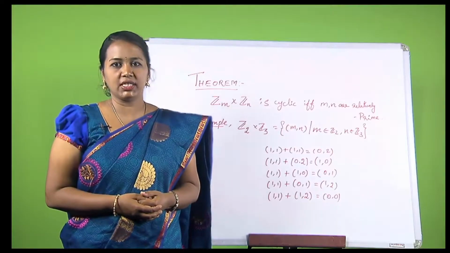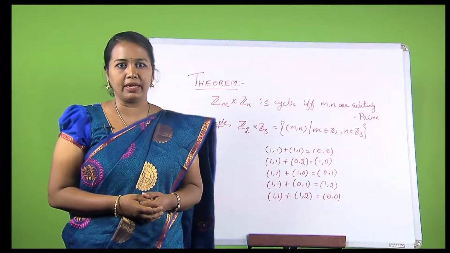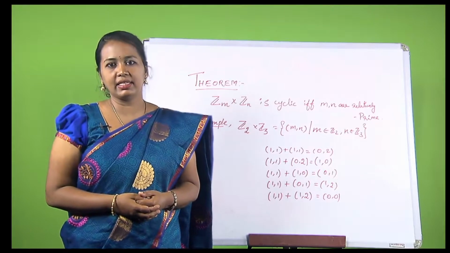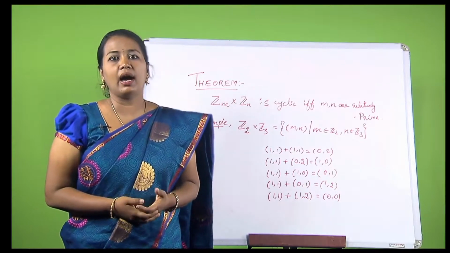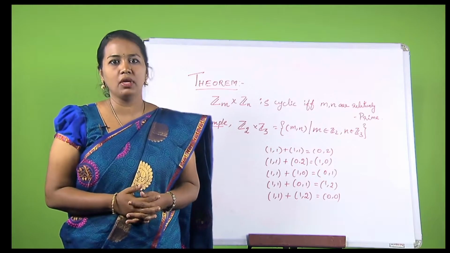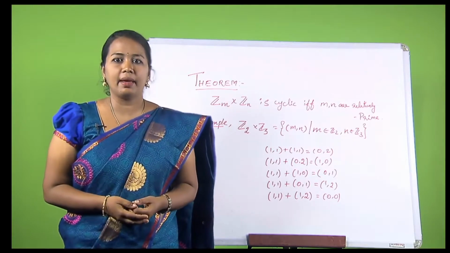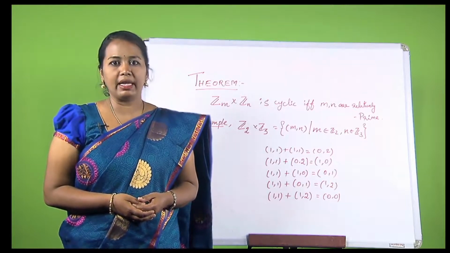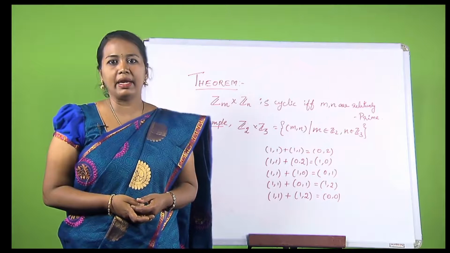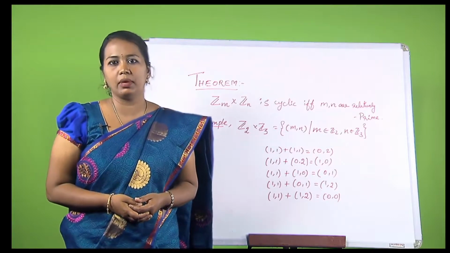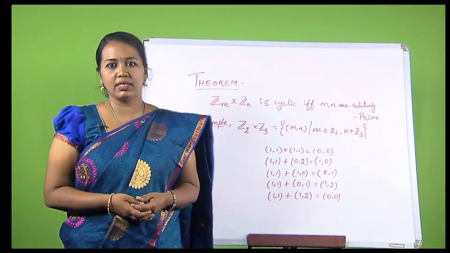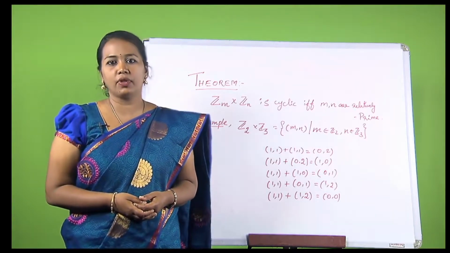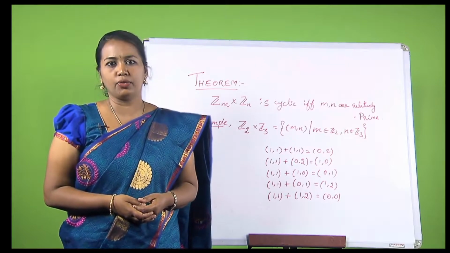Now, suppose that the GCD of m and n is equal to d. Then mn/d is less than mn, and it is the LCM of m and n. Now, let (r,s) be an element of Zm cross Zn, and note that (mn/d) times (r,s) is equal to ((mn/d)r, (mn/d)s), which is equal to (0,0). So, all the elements of Zm cross Zn have order less than mn, which is the order of the full group. So, none can generate the group.